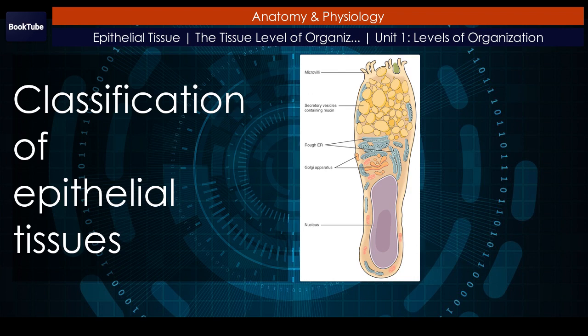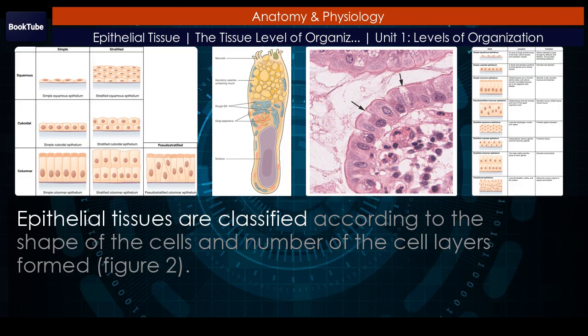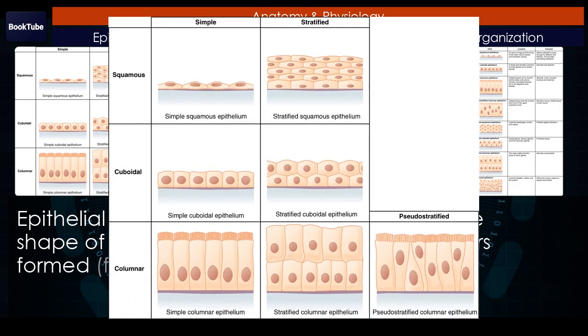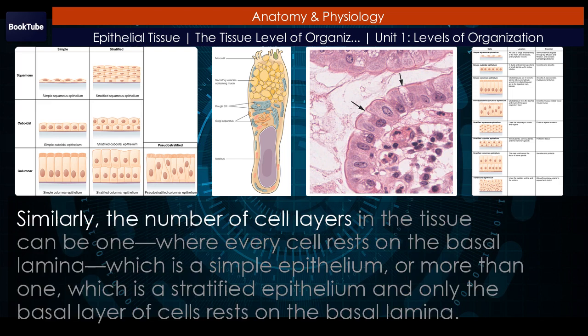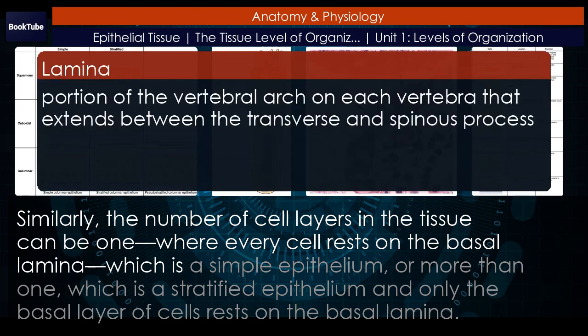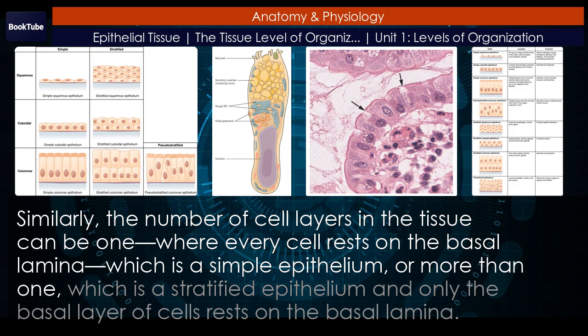Classification of epithelial tissues. Epithelial tissues are classified according to the shape of the cells and number of the cell layers formed. Figure 2. Cell shapes can be squamous, flattened and thin; cuboidal, boxy, as wide as it is tall; or columnar, rectangular, taller than it is wide. Similarly, the number of cell layers in the tissue can be 1, where every cell rests on the basal lamina, which is a simple epithelium, or more than 1, which is a stratified epithelium, and only the basal layer of cells rests on the basal lamina.